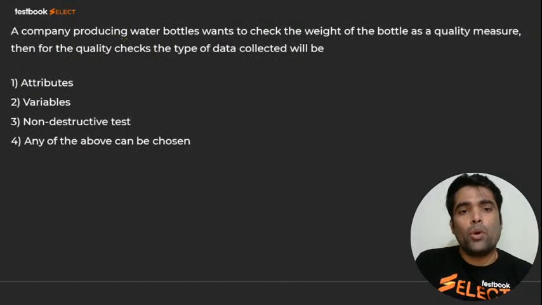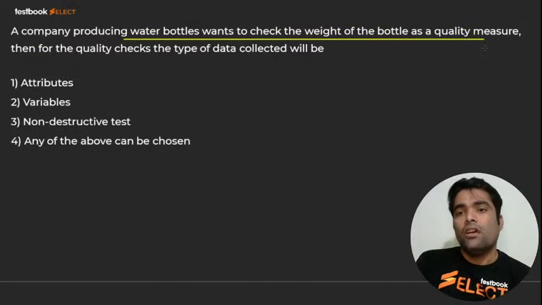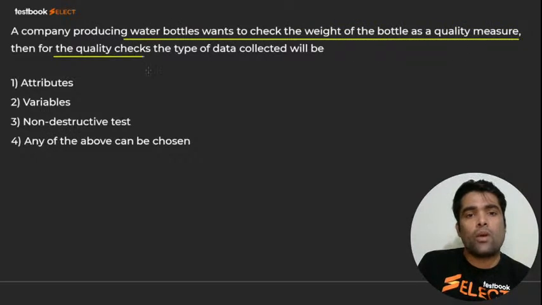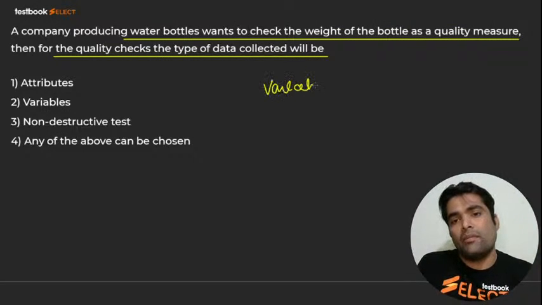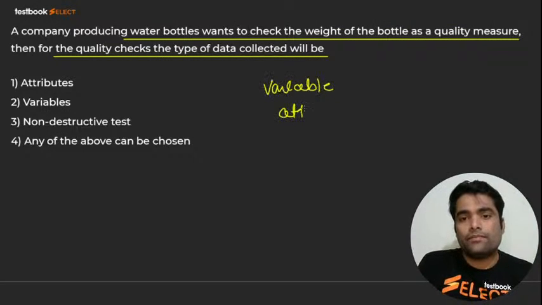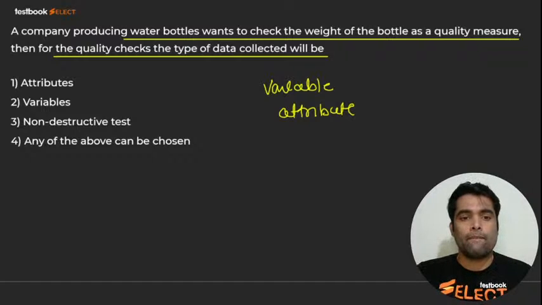A company producing water bottles wants to check the weight. The bottle has a quality measure. Then the quality check, the type of data collected will be. My dear, remember one thing. Here they are asking variable and attribute, right? So which one are we going to use, my dear? Can you tell me? Haji Bacha. Be fast. Guys, be fast. It should be none other than what?